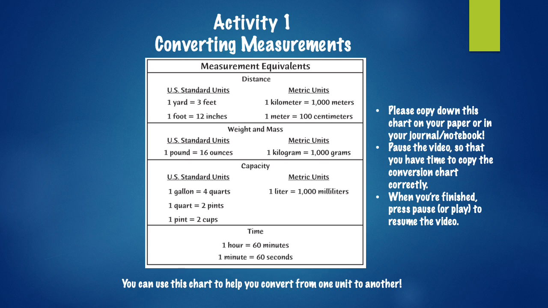These measurement equivalents tell you how different units are related. Let's look at the equivalents for weight and mass. The first equivalent in the chart tells you that there are 16 ounces in a pound. That means a pound is 16 times as heavy as an ounce. You can use these equivalent measures to help you convert from one unit to another.